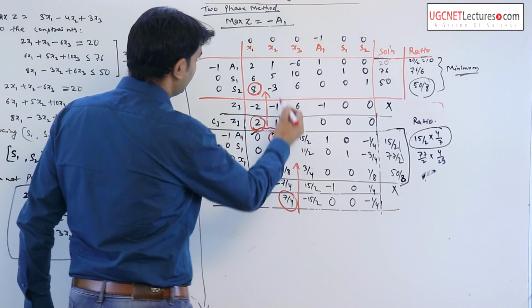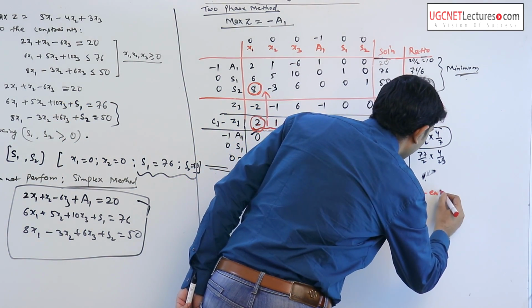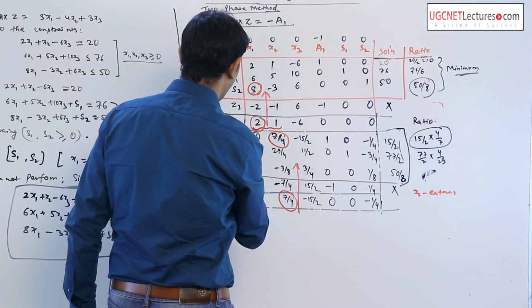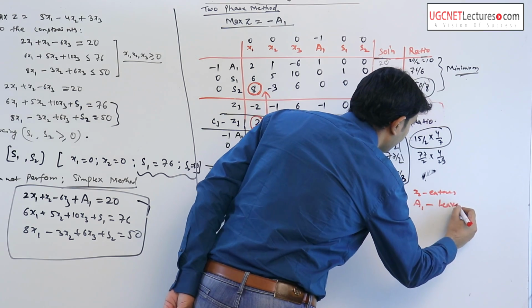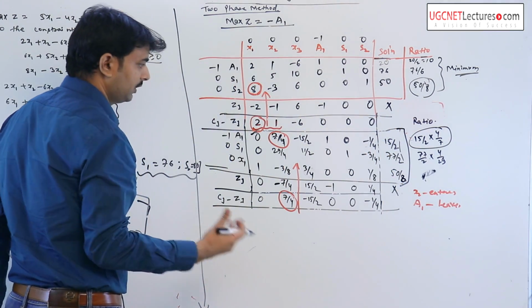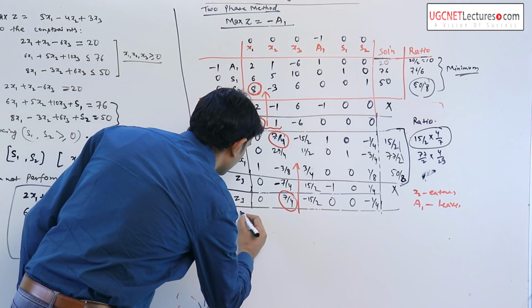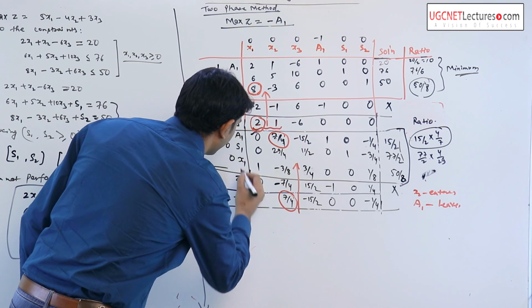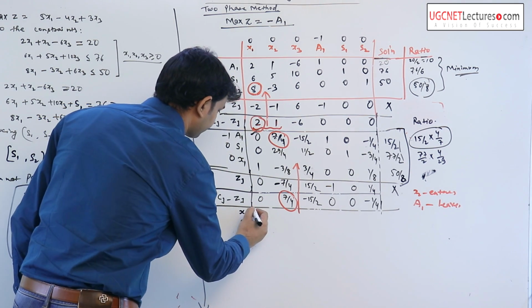Thus the entering variable x2 will enter and a1 will leave the basis. Again we go further. Now in place of a1 we have to write x2, and s1 and x1 are the same.